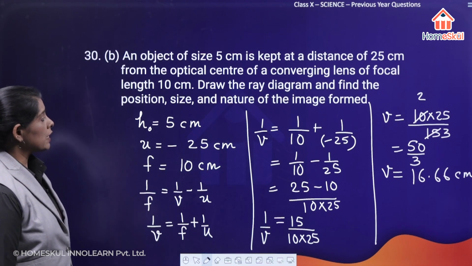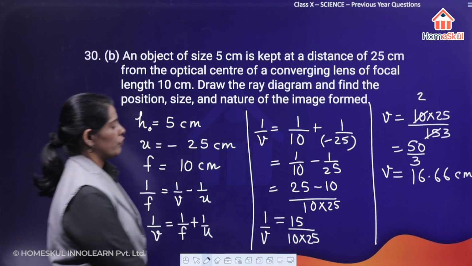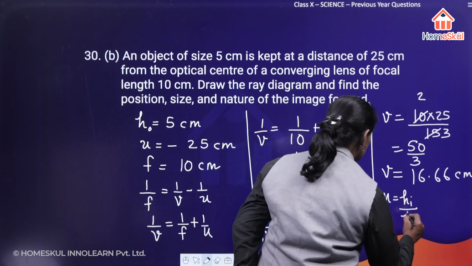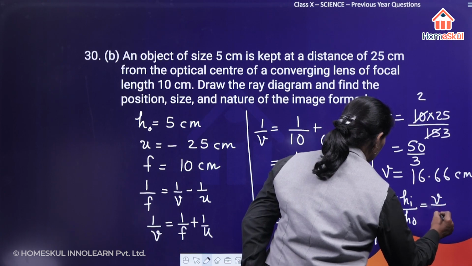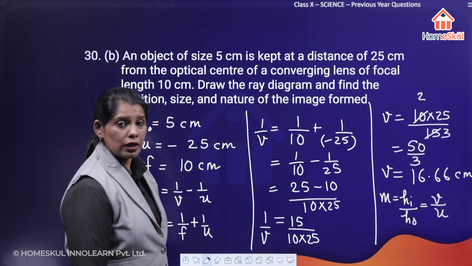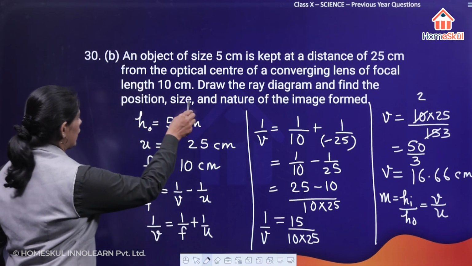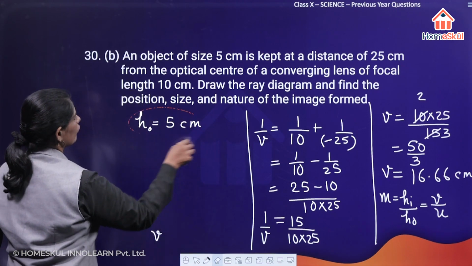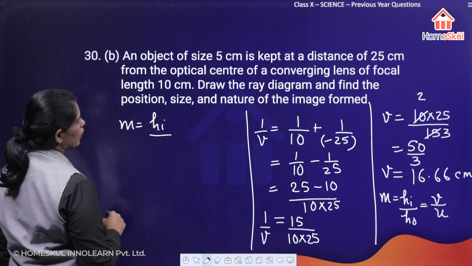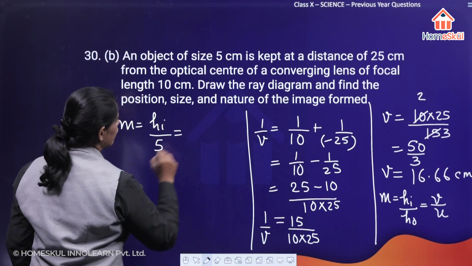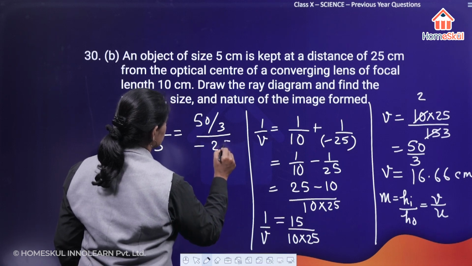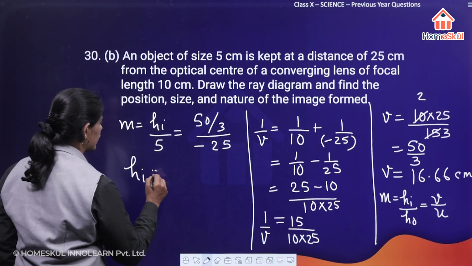Okay. Now, what about the size of the image? So, we know according to the magnification formula M equal to HI by HO, which gives you V by U, right. Now, the value of V, U and HO is already known to us. So, let's substitute. So, M is equal to HI by height of the object, which is already given, that is 5. V we already found out, that is 50 by 3, and the value of U is given to be minus 25.